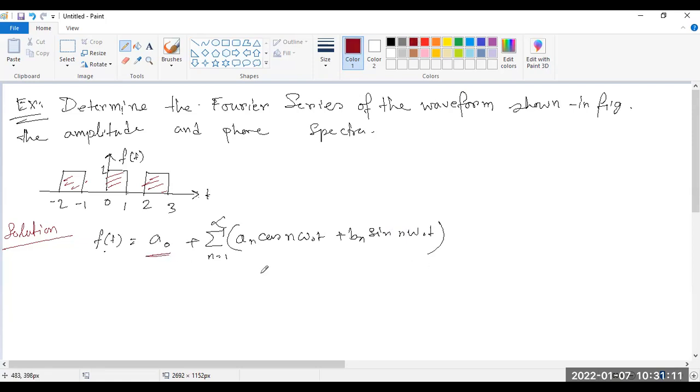For Fourier series analysis we have to find out a naught, a n and b n from this equation. Then we can easily express the Fourier series waveform, and then the amplitude and phase spectra.